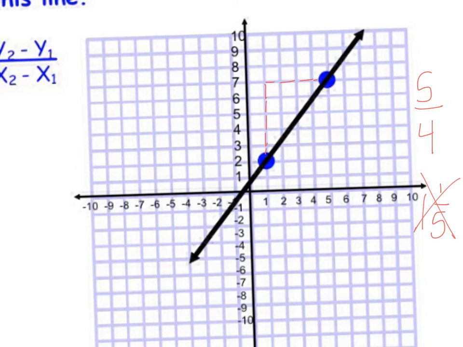Now there's another way that we could have found slope. What's the ordered pair that goes with this first point?